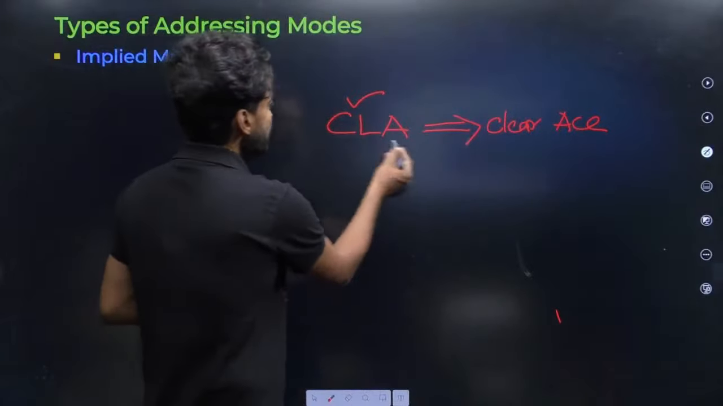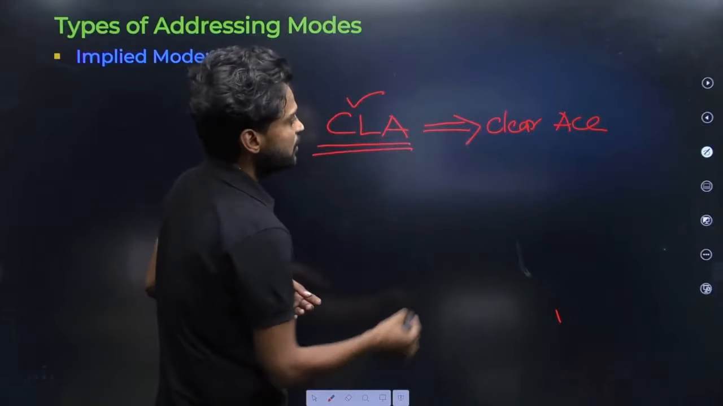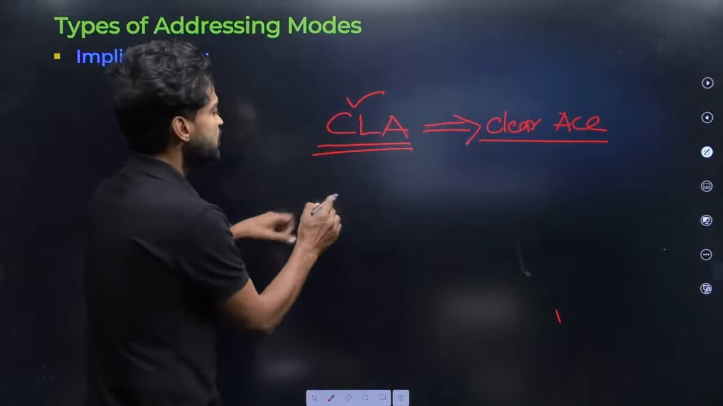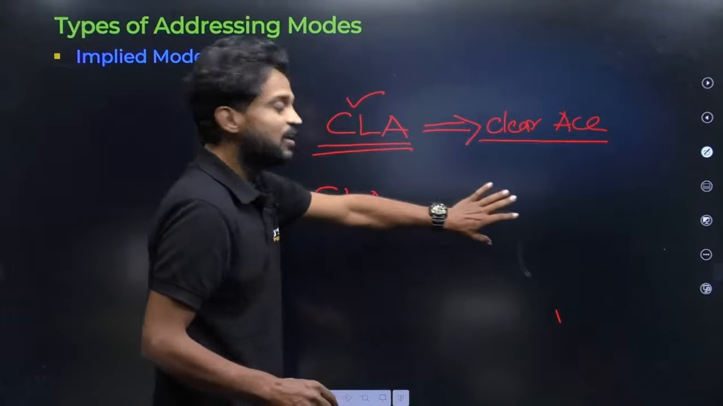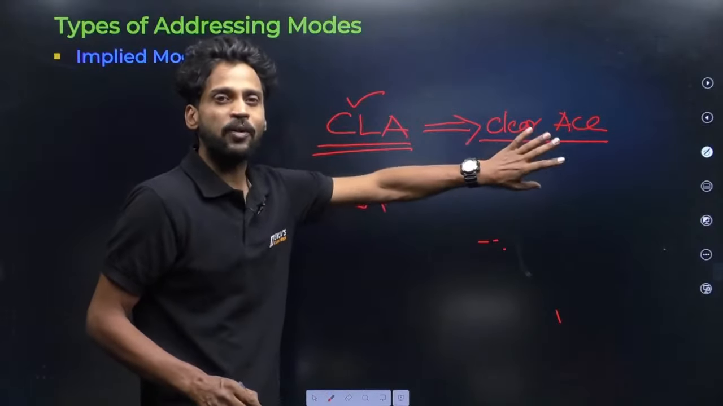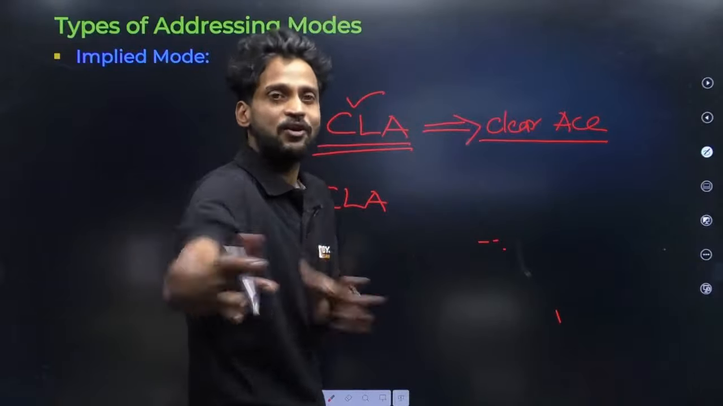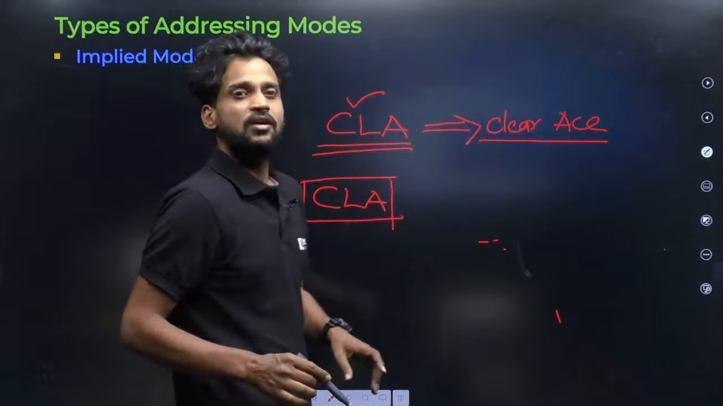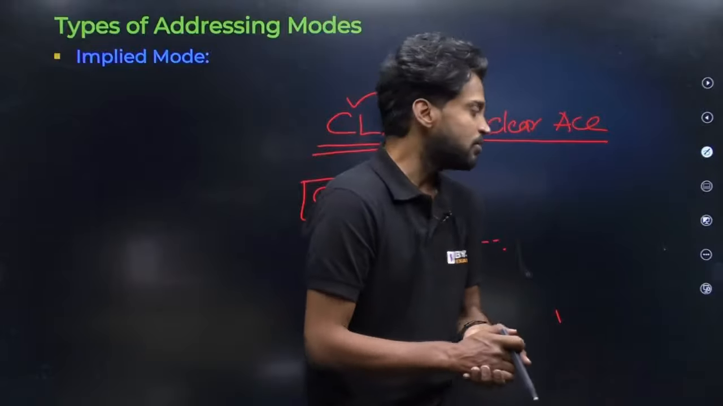Now, there are a few instructions such as CLA. When there is an instruction called CLA, it means clear accumulator. But here, let us understand something. CLA is an instruction itself. CLA is not followed by any operand. I did not say CLA 450, CLA 550, CLA 500. There are a few instructions for which we don't require any operand to be specified explicitly. I hope you got my point.